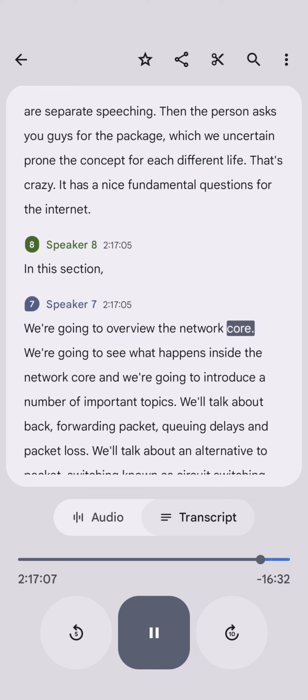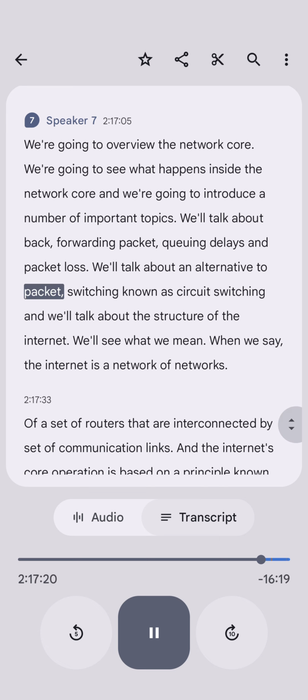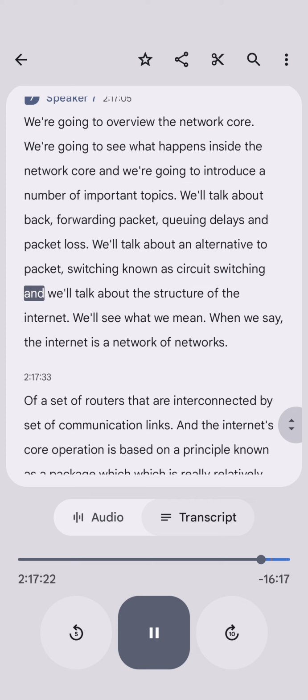In this section, we're going to overview the network core. We're going to see what happens inside the network core, and we're going to introduce a number of important topics. We'll talk about packet forwarding, packet queuing delays, and packet loss. We'll talk about an alternative to packet switching known as circuit switching, and we'll talk about the structure of the internet. We'll see what we mean when we say the internet is a network of networks.